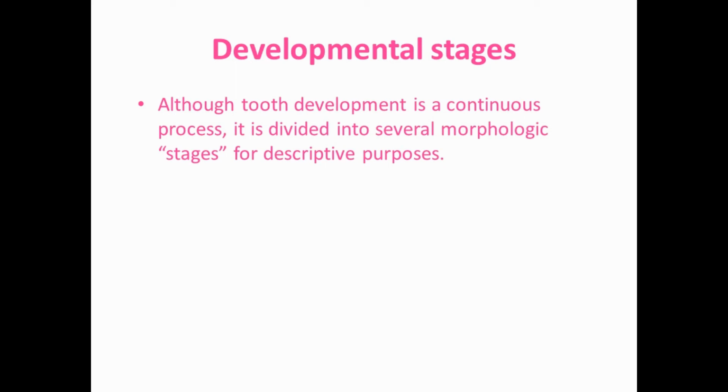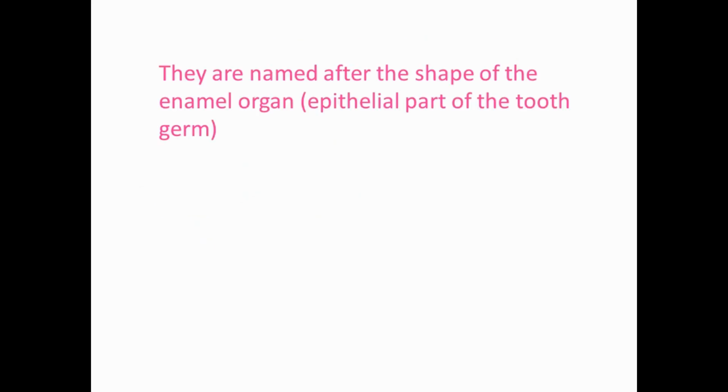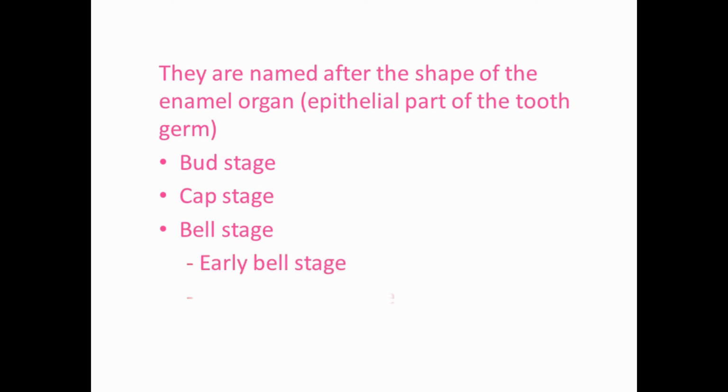Developmental stages. Although tooth development is a continuous process, it is divided into several morphologic stages for descriptive purposes. While the size and shape of individual teeth are different, they pass through similar stages of development. They are named after the shape of the enamel organ, which is the epithelial part of the tooth germ: bud stage, cap stage, bell stage, early bell stage, and advanced bell stage.